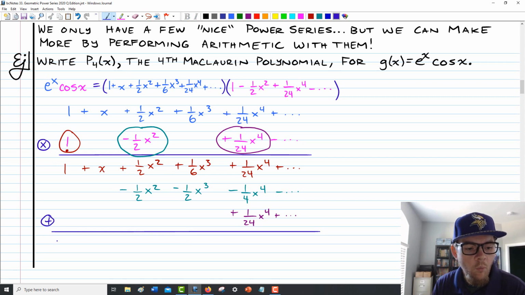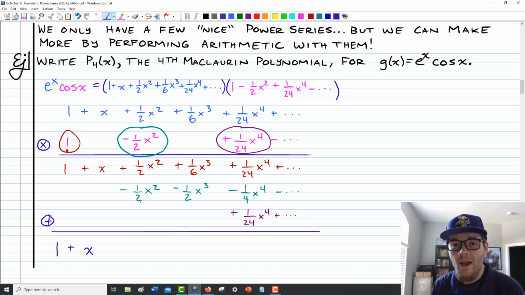When we do, we'll just bring down the like terms. That'll be 1 plus x. Notice the x squared terms zero out. We have 1/2 x squared minus 1/2 x squared. That zeroes away, so we're good. On the next one, we do have to be a little bit careful here. We have to do a little bit of work. We have 1/6 minus 1/2. It's the same thing as 1/6 minus 3/6, which is going to be negative 2/6, or negative 1/3 x to the third.